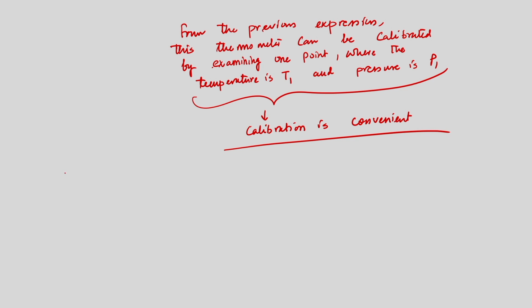Now, let us draw the schematic of an ideal gas thermometer. From this expression, if we try to draw the schematic of an ideal gas thermometer, we should draw the schematic depiction of this device, which will help us to understand how we can measure temperature using this instrument.